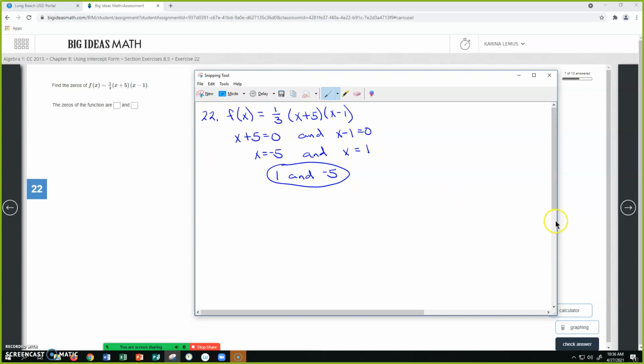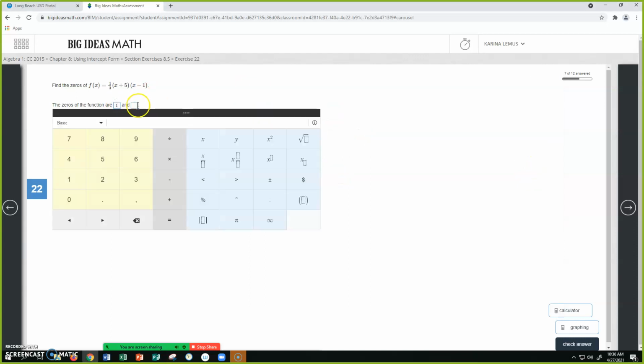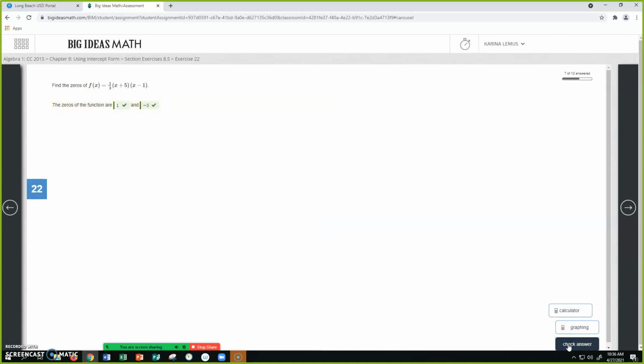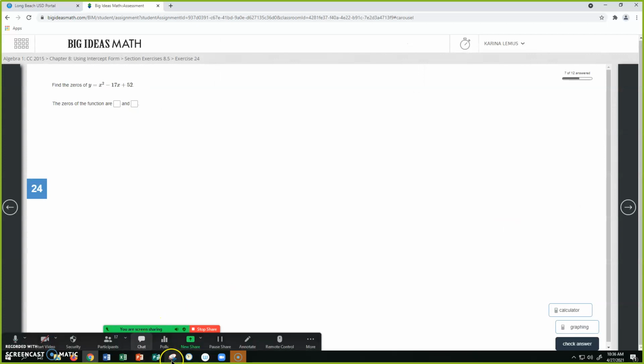Okay, so you put them in. I'm just going to assume that I got it correct there. I guess I can peek at the... oh no, the answers are on the back of the book. So I don't want to make any silly mistakes here, so why don't I just go ahead and do it. So 1 and negative 5. Check answer, and they're good. All right, so moving on to that next one here.